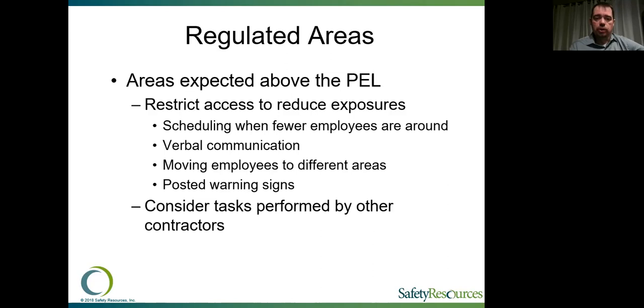We can try to schedule the work around when we have the fewest number of employees in that space. We can use verbal communication, although everybody would probably agree that verbal communication isn't typically the best method to establish a regulated area or to prevent people from coming into it. Making sure that we're trying to move employees to different areas. We need to post warning signs. We can use different types of barricades with signage hung from them. And whatever the case is, we've got to look at what the task is, and then where we can implement good regulated areas or spaces where we can keep people out of them.